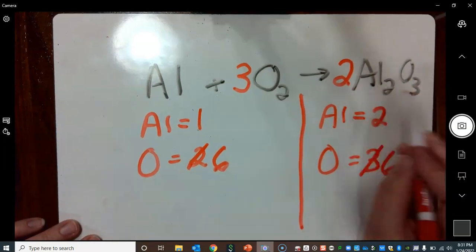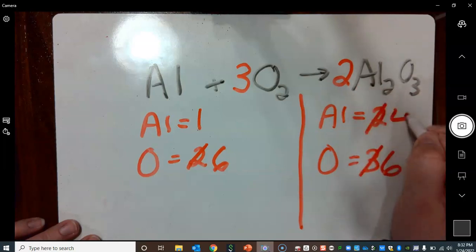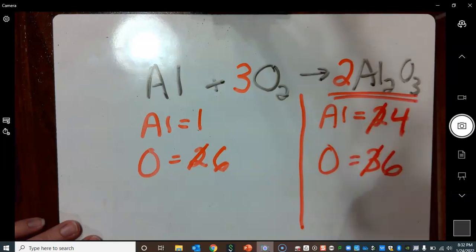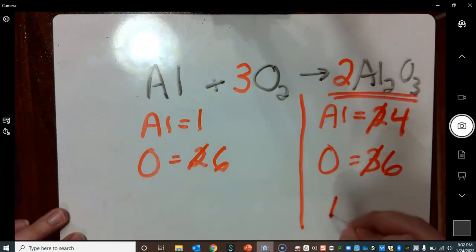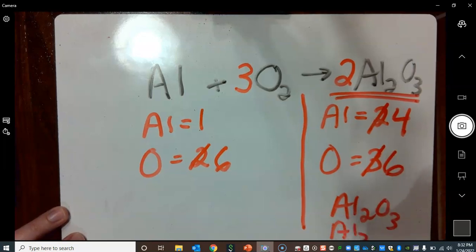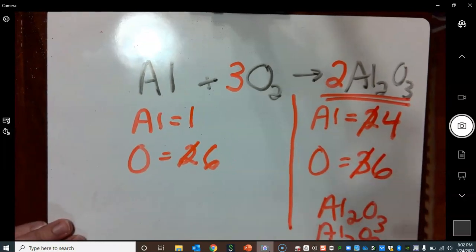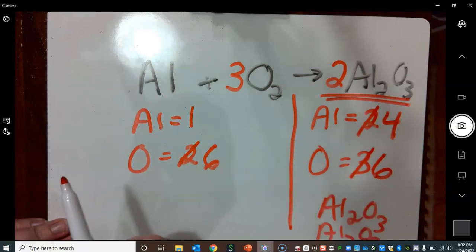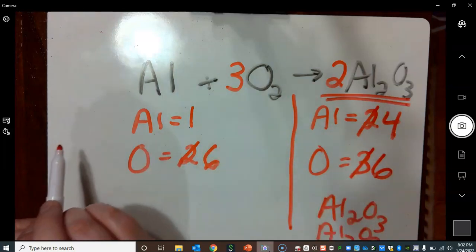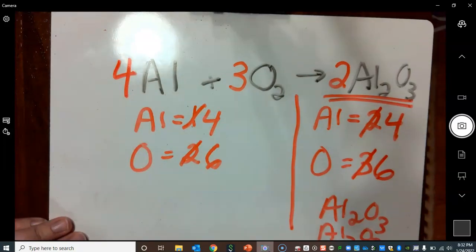Now, since that applies to the entire molecule, what that means is that I'm now going to have 4 aluminums, because when I write 2Al2O3 like this, it's like saying I have Al2O3 and another Al2O3. Okay, so what that means is that I would then wind up with 4 aluminums and 6 oxygens. All right, so now oxygen is balanced, so the only thing that I would have to do at this point is balance aluminum, and I can do that by putting a 4 here. So now the equation is balanced.